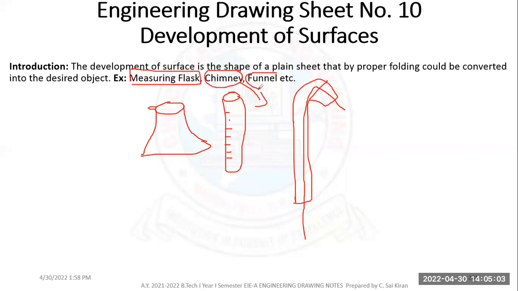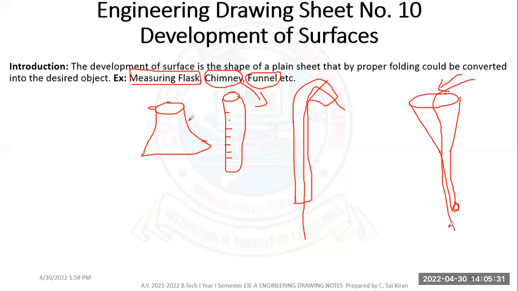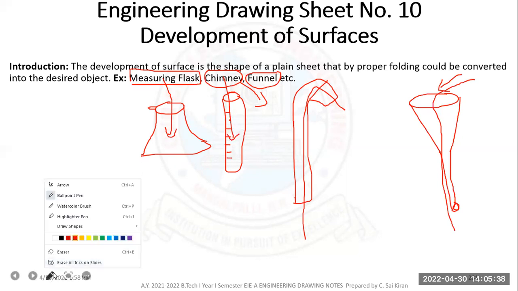And if you see any funnel, whenever we want to transfer anything, we use a funnel. A funnel will be like this, sometimes like this. To transfer liquid from one bottle to another bottle, we use a funnel. So it is also an example of a surface. It is not a solid. If it is solid, the liquid can't pass through inside. If it's a measuring flask, we can pour and store the liquid inside it. So these are the different examples of surfaces.